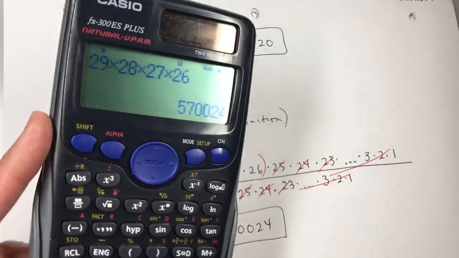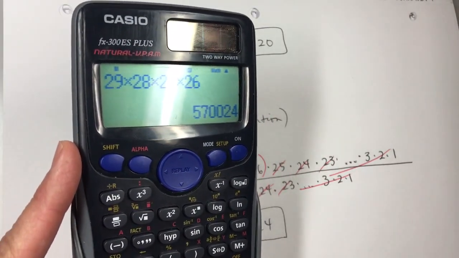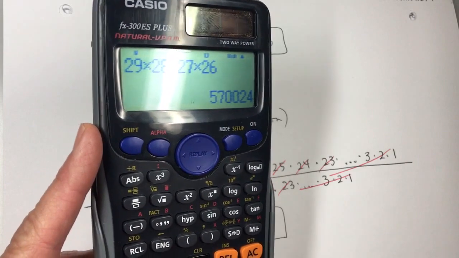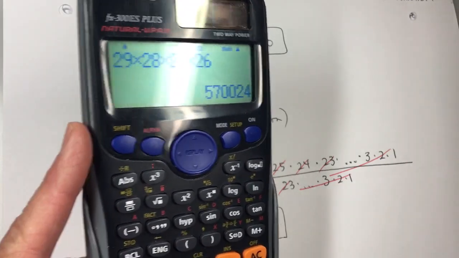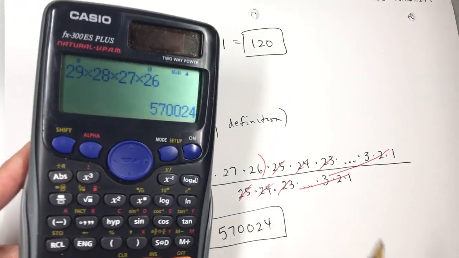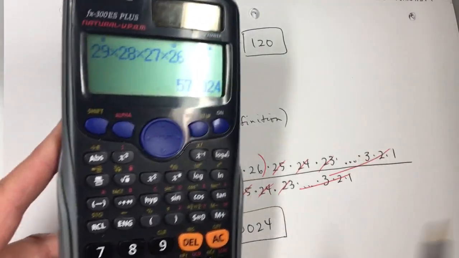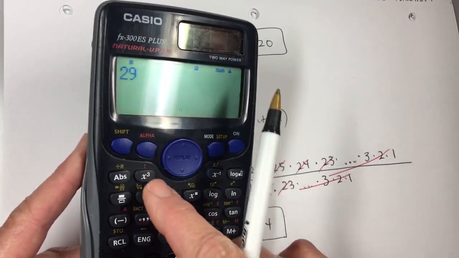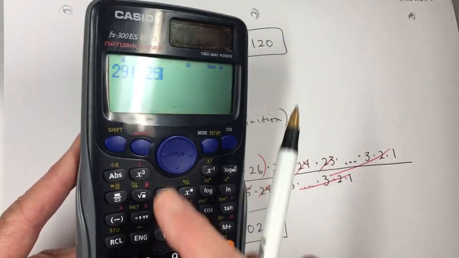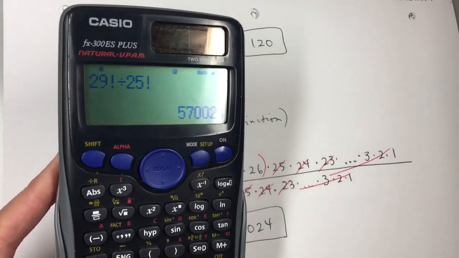Now, if you look carefully at your calculators, you probably have a factorial key somewhere on there. I don't see it on this one, but look at your calculators and find out where your factorial key is. Okay, top right. Oh, right there, factorial key. So if I wanted to do 29, I could do shift factorial divided by 25, shift select factorial equals, and there's my answer as well.